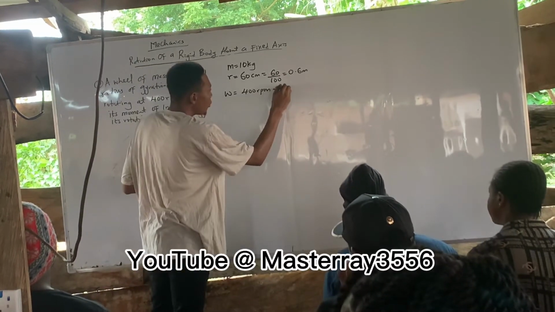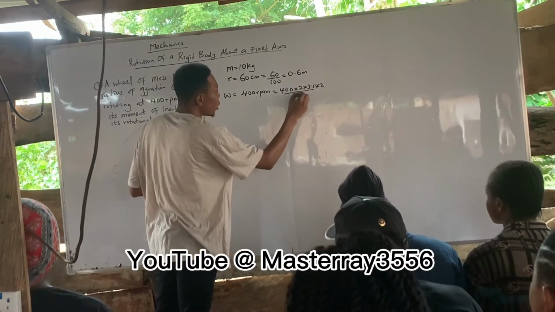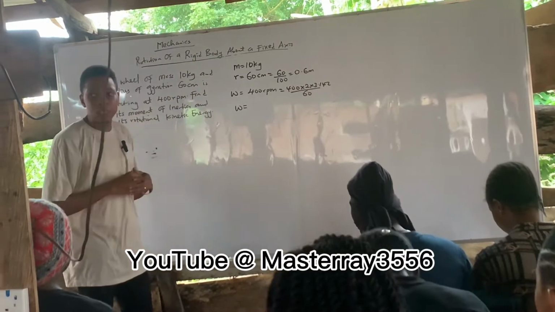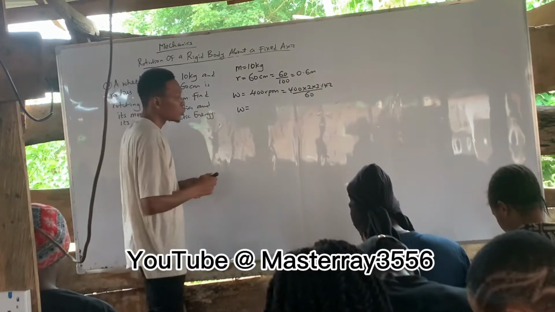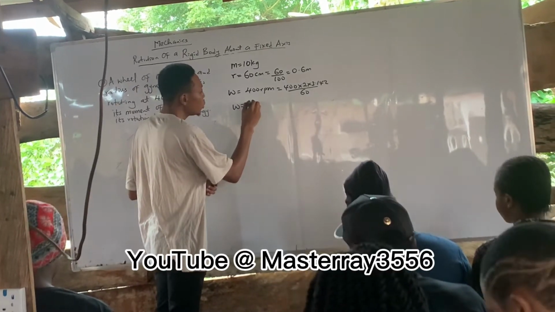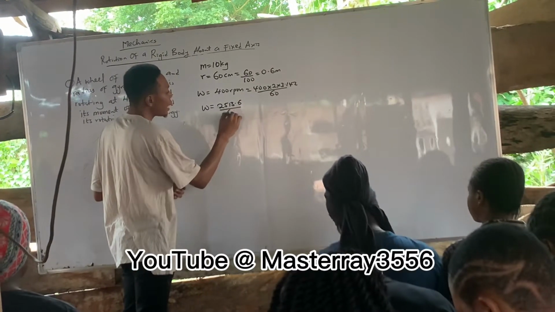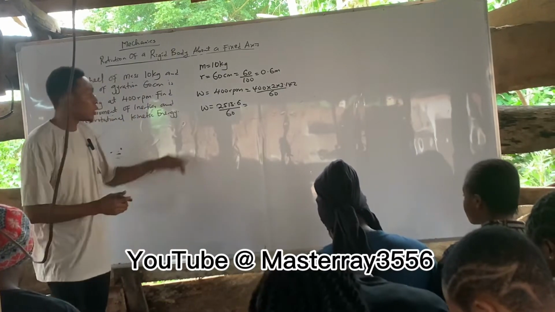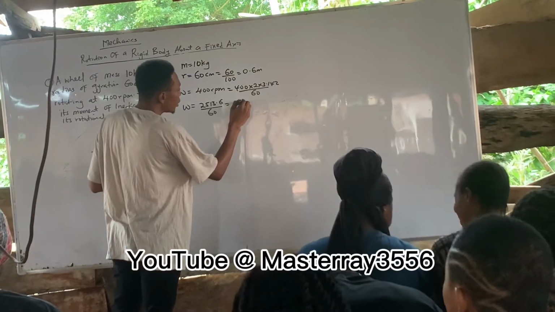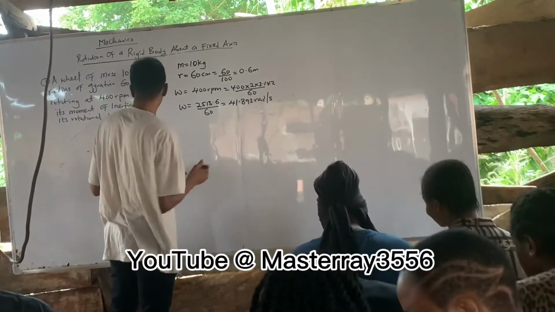So we have 400 times 2 times 3.142 divided by 60. So our omega will be equal to 400 times 2 times 3.142, which is 2513.6, divided by 60, which gives 41.893 rad per second.